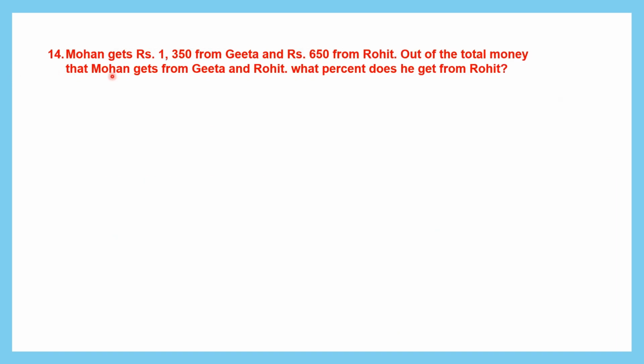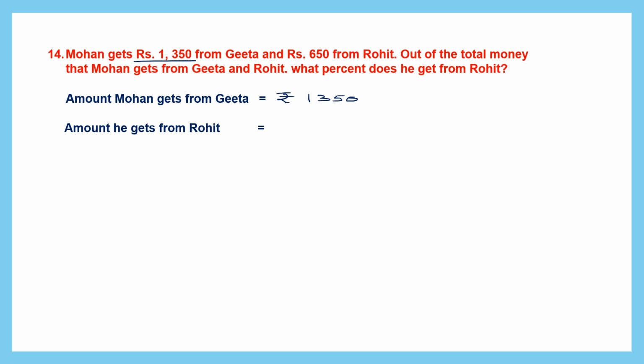Lesson 14. Mohan gets 1350 rupees from Geeta and 650 rupees from Rohit. Out of the total money that Mohan gets from Geeta and Rohit, what percent does he get from Rohit? So let's begin by saying amount Mohan gets from Geeta, that's given to us, and that is 1350 rupees. This is from Geeta. Then amount he gets from Rohit is also given to us, that is 650 rupees.